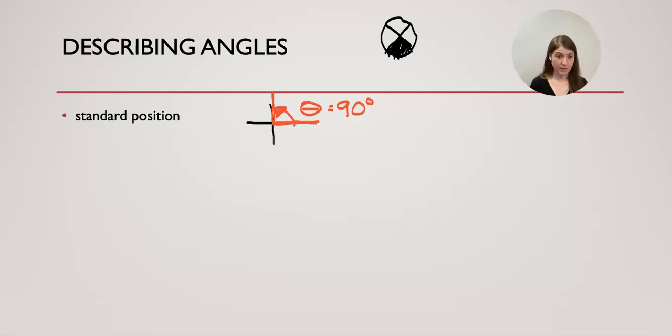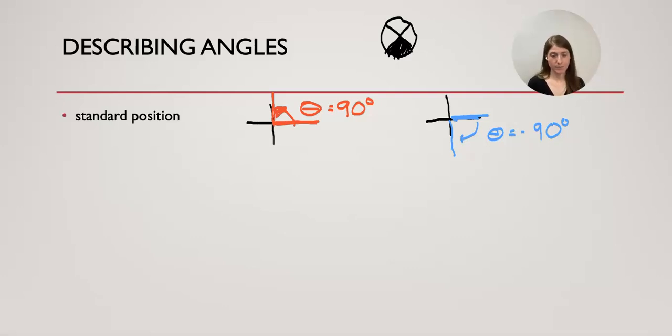Now, if we're thinking about negative angles, we still want to start in the same initial position. But in this particular case, negative 90 degrees, we start here and sweep down, and we would make sure to differentiate between these two angles. So angles could be positive or negative, and these positive and negative parts give us orientation.